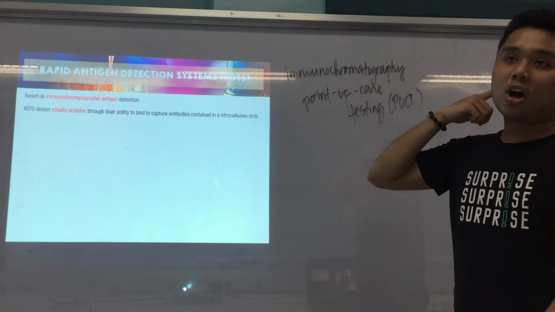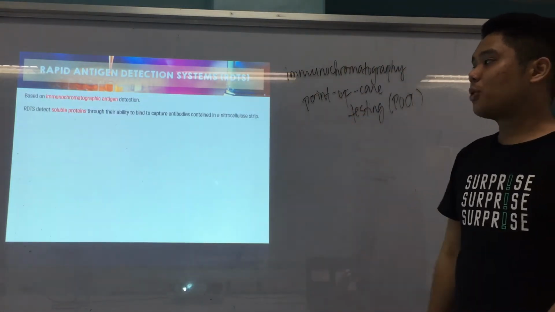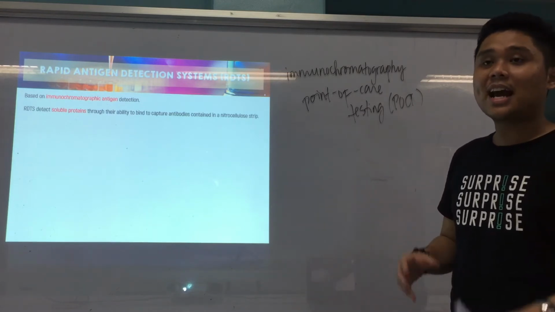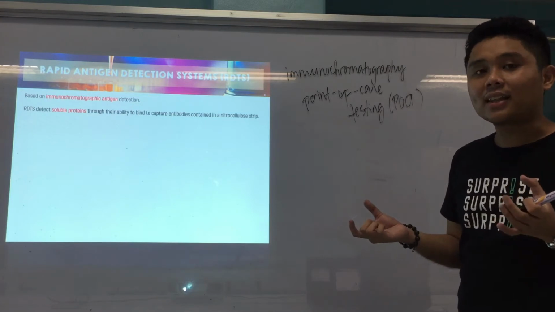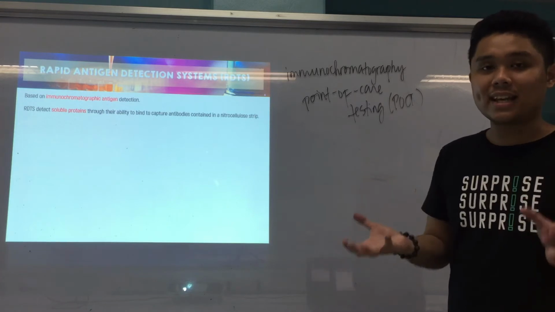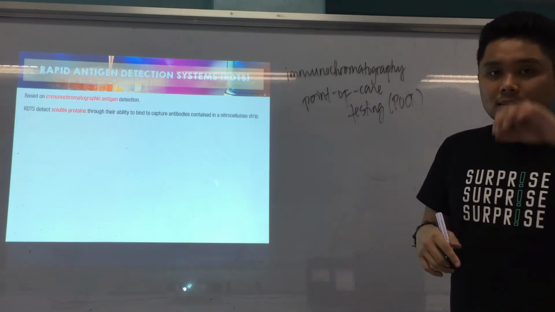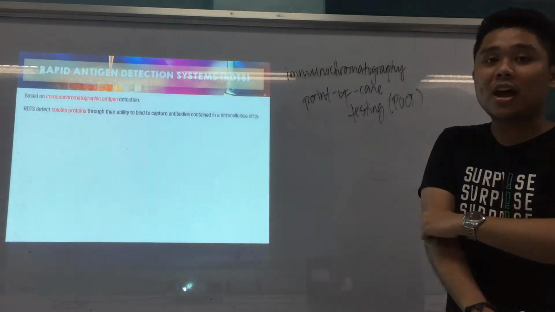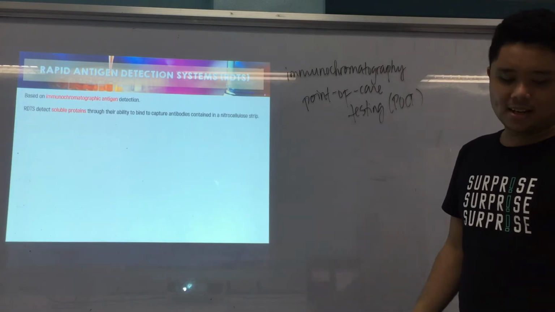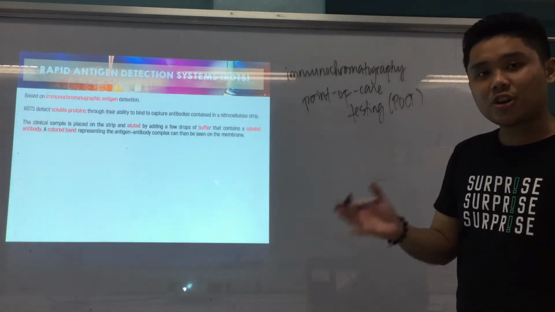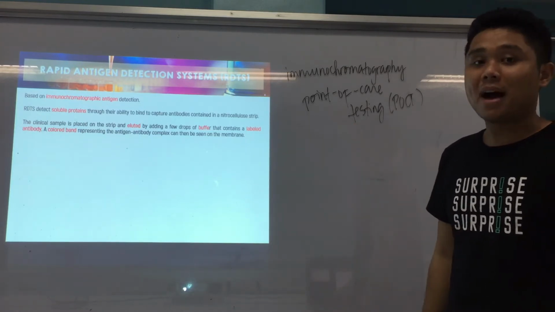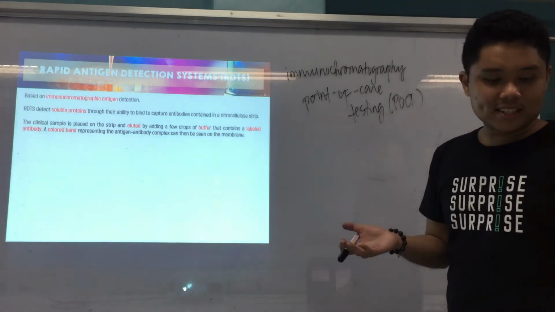Your RDTs or rapid tests detect soluble proteins, antigens, through their ability to bind to capture antibodies contained in a nitrocellulose strip. So inside your test kit, you have a nitrocellulose strip, and on the surface of the strip there are already antibodies, ready to capture antigens found in your sample, in your serum. The clinical sample is placed on the strip, and then we add a buffer, and then we look for a colored band. The positive result for your test kits is usually a colored band.